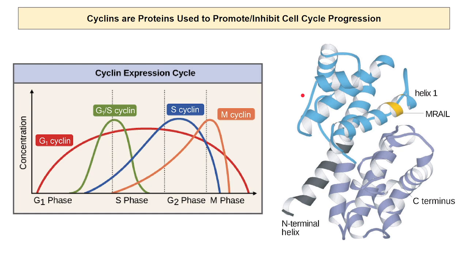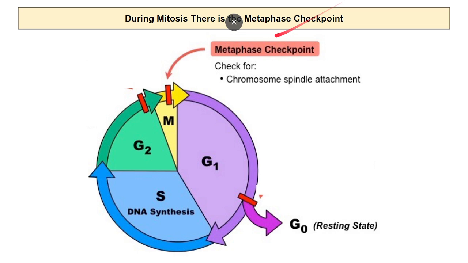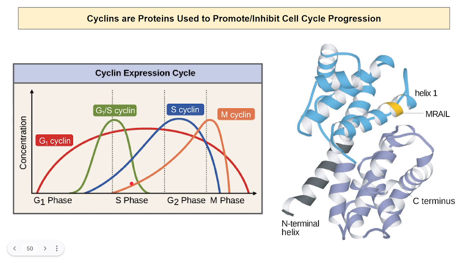So we talked about the checkpoints. We've talked about the steps within it. So how does the cell actually know when to move from step to step? Well, that's going to be done through a series of proteins, just like everything else, called cyclins. And cyclins are used to promote or inhibit the cell cycle progression based on their absence or presence.